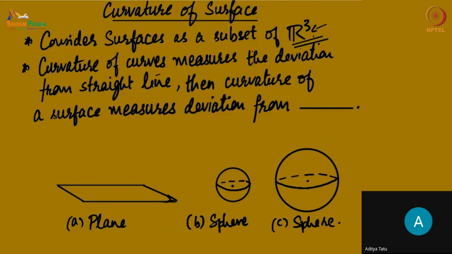So now the question is, we've seen that curvature of curves measures the deviation from a straight line, right? That part was quite intuitive, and all of you followed and agree with me. Then the curvature of a surface, right? It also measures deviation, but from what?